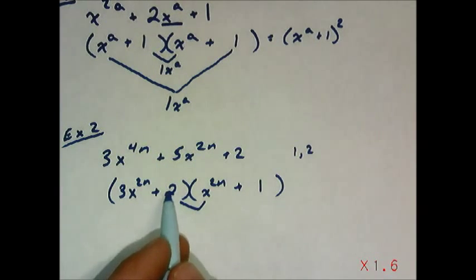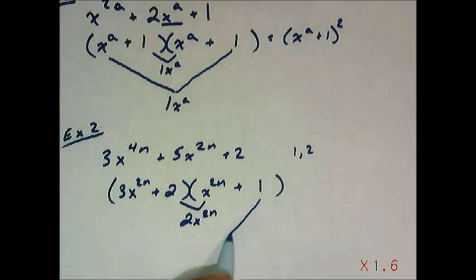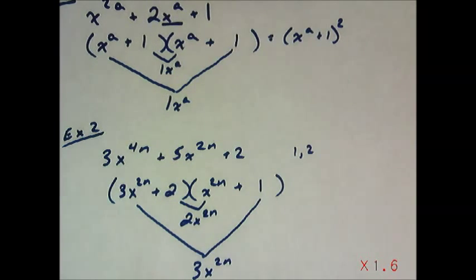Checking my math, I have 2x to the 2n, and I multiply my outside two numbers, I get 3x to the 2n. Adding those two together gives me the positive 5x to the 2n. And that completes that factorization.